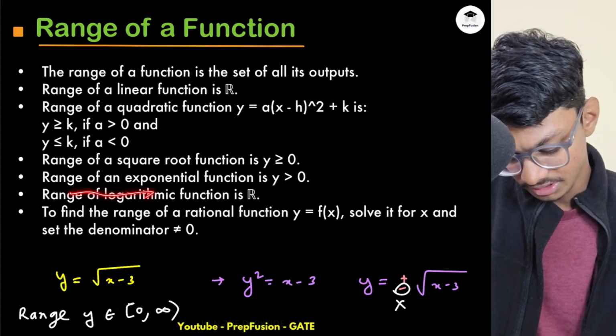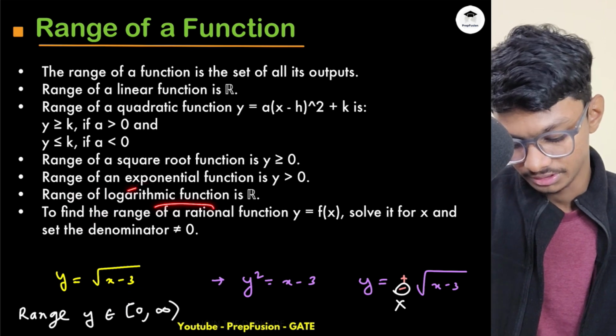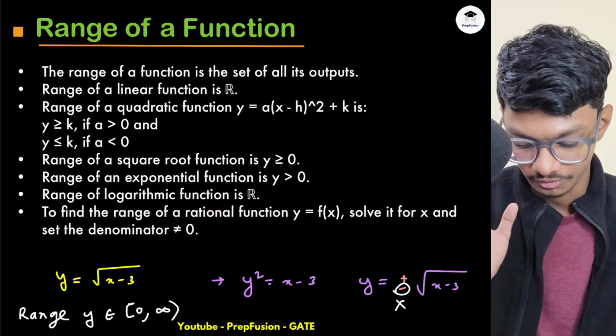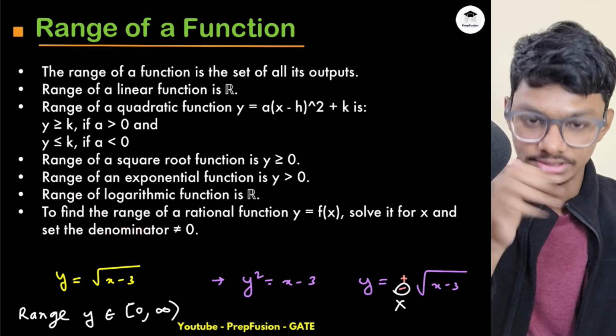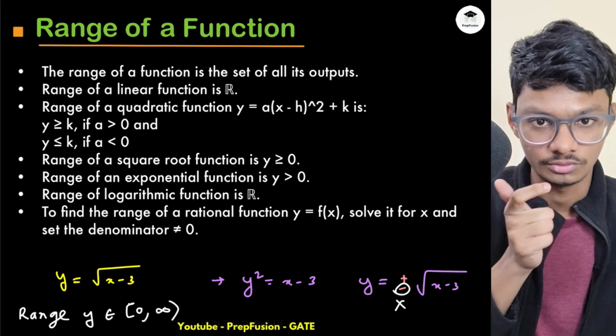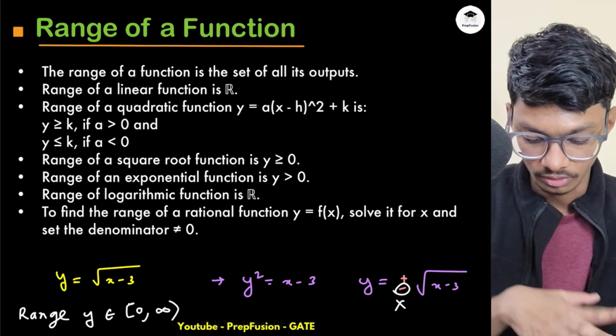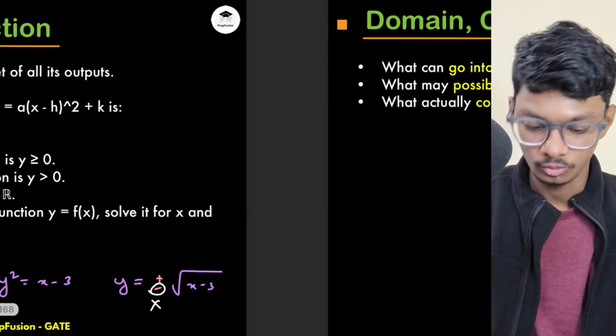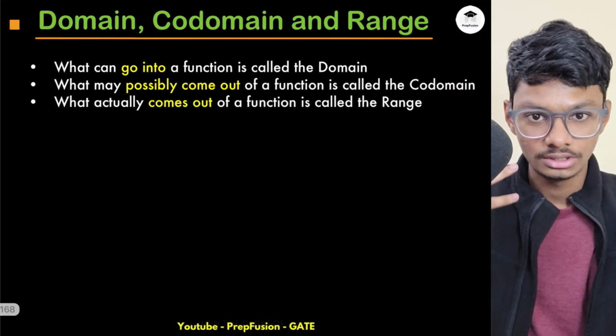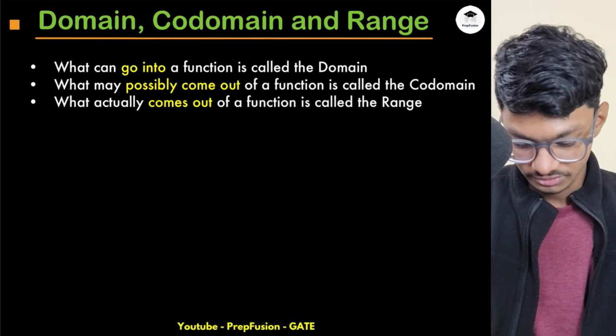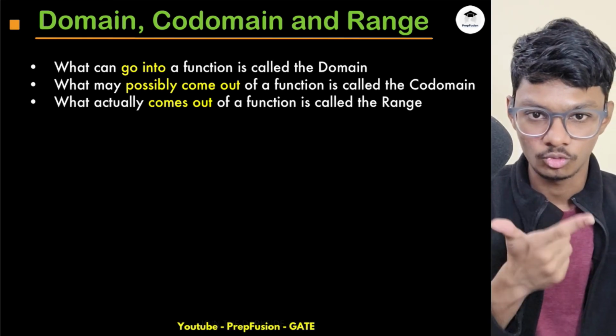So you can check all this: the range of the logarithm function, the range of the exponential function, you can do it for yourself. And for a rational function where the denominator can go to 0, you can check the range for that as well. I won't do it, these are basic things, and I won't go into much depth because it will just take more of our time. Here I have just given you a brief summary about domain, codomain and range.